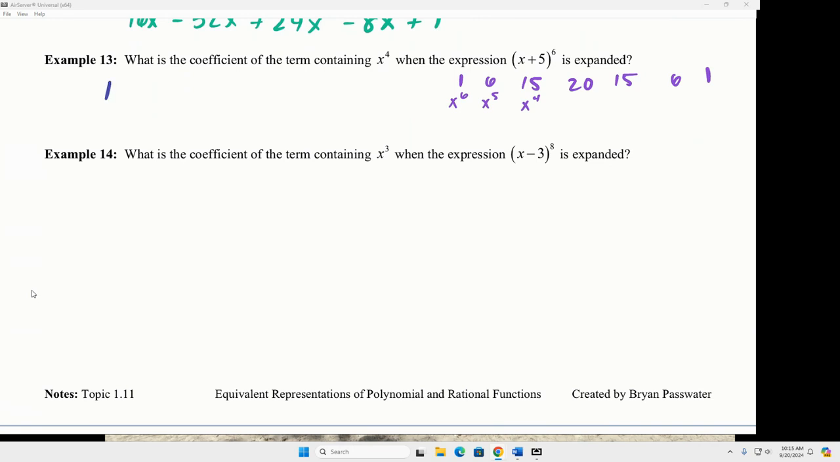So I know it's for sure going to be a 15. That's not my answer. It's going to be 15 times x to the 4th times what? Absolutely. How do we know it's the second? It has to add to equal 6. Good job.